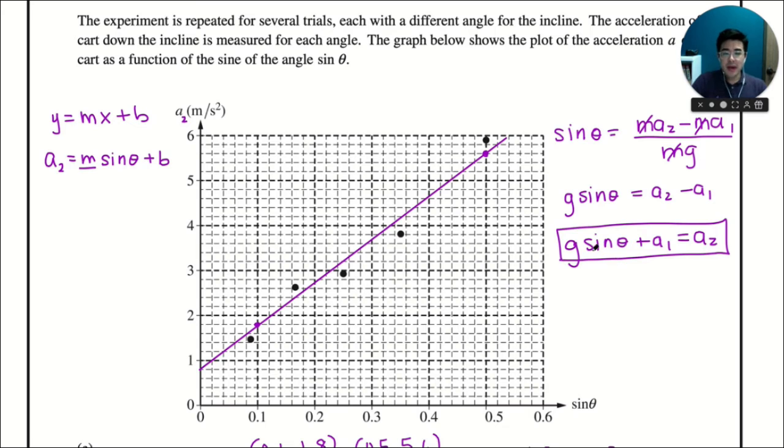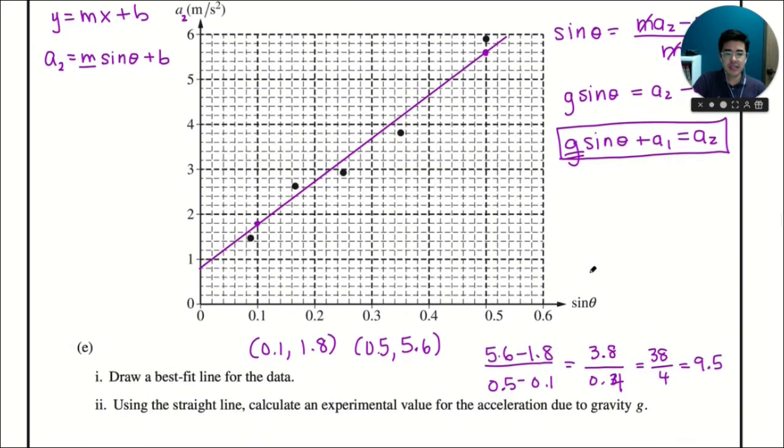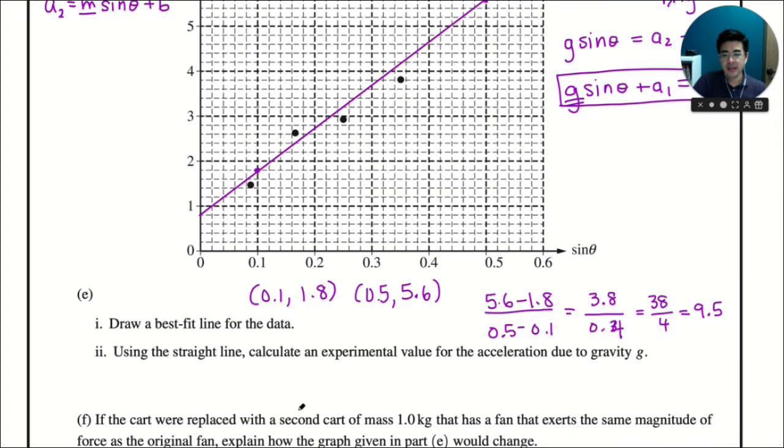So it just so happens that the slope I just calculated should be equivalent to g. So then I would say g is approximately 9.5. And then always remember your units, meters per second squared.